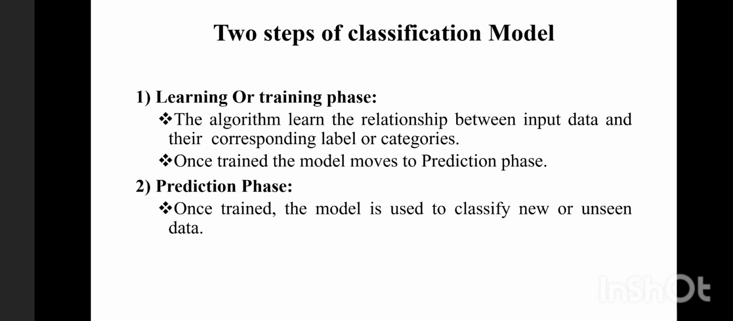In the next phase, the prediction phase, the trained model is used to classify new or unseen data. The model predicts the correct category based on previous learning. This phase is very important in real-time applications. Next, the learning strategies. There are two important learning strategies used in classification. They are lazy learning and eager learning. Both methods have different approaches for handling data.